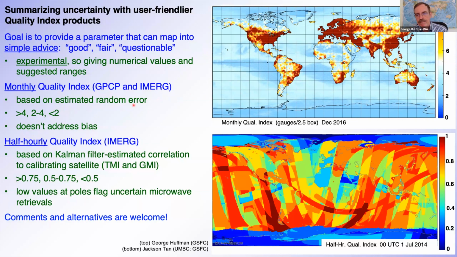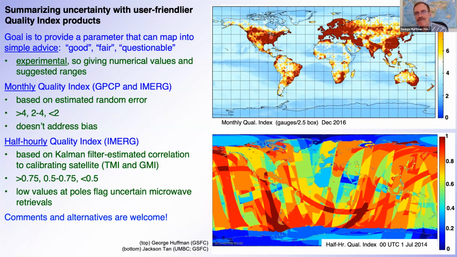The units are sort of weird: it's gauges per 2.5 degree box. So even over the ocean, you can invert the error and say, because of the simple formulation we use, if it were gauges over the ocean with that error, how many gauges does that imply? And what you see is that in a lot of places where there's a reasonable amount of precipitation, you have on the order of 4 or 5 gauges per 2.5 degree box, which is actually considered not bad.